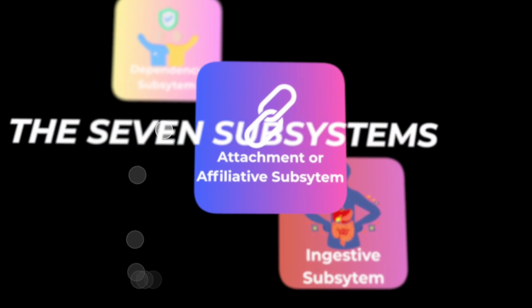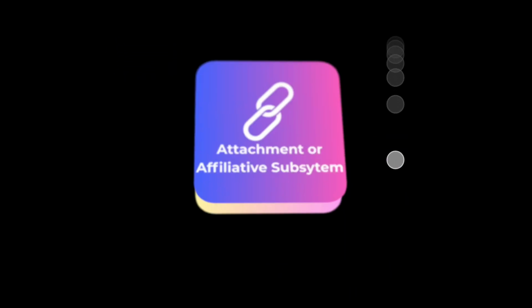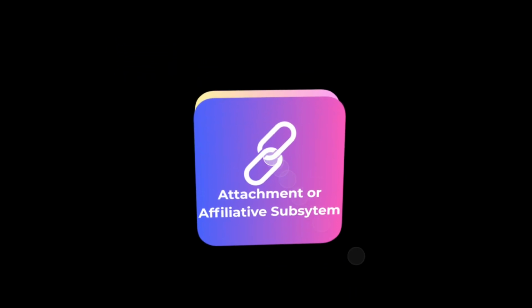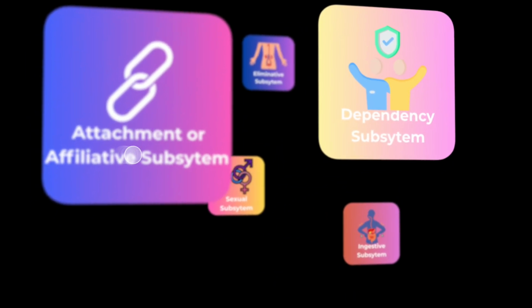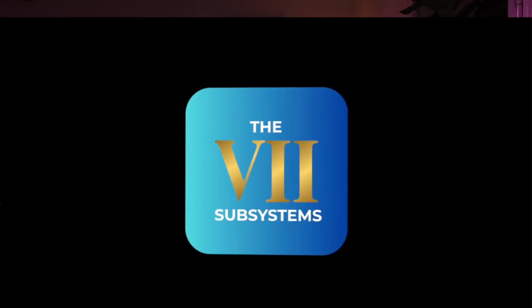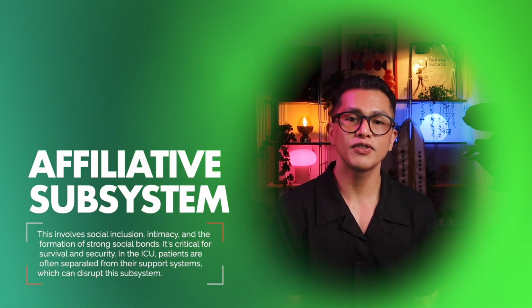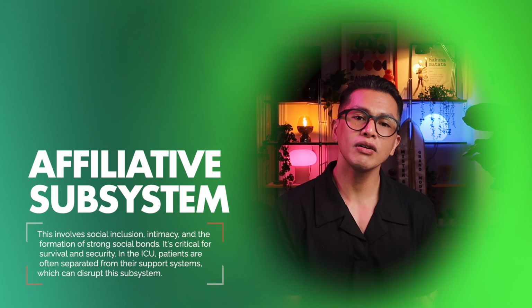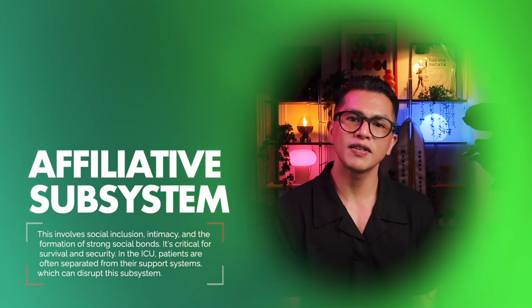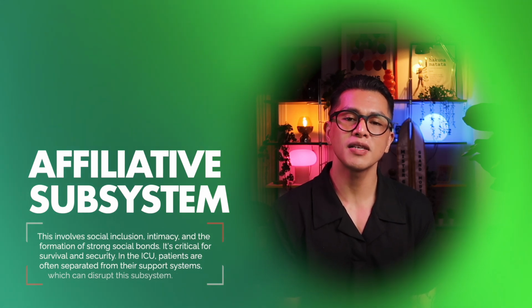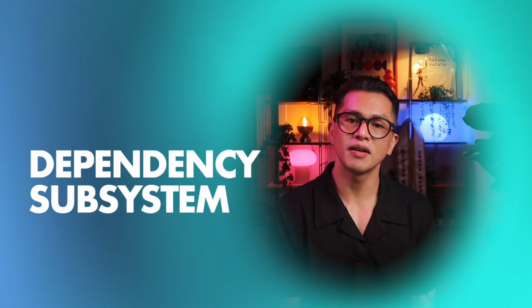Here are the 7 subsystems. Johnson identifies 7 behavioral subsystems that make up the complete behavioral system. Let me break this down for you. Number 1. Attachment or affiliative subsystem. This involves social inclusion, intimacy, and formation of strong social bonds. In critical care, in the ICU, patients are often separated from their support system, which can disrupt this subsystem.